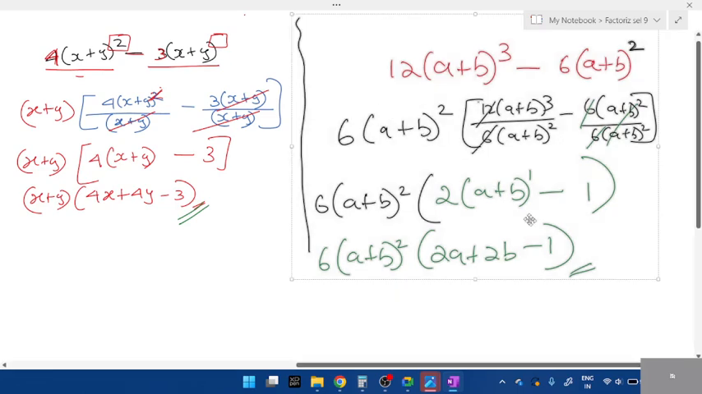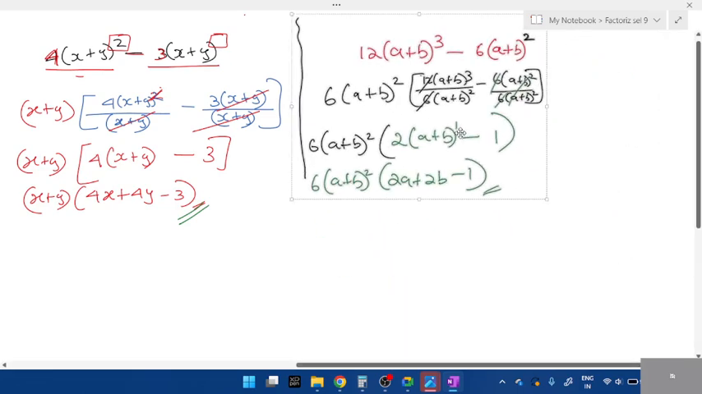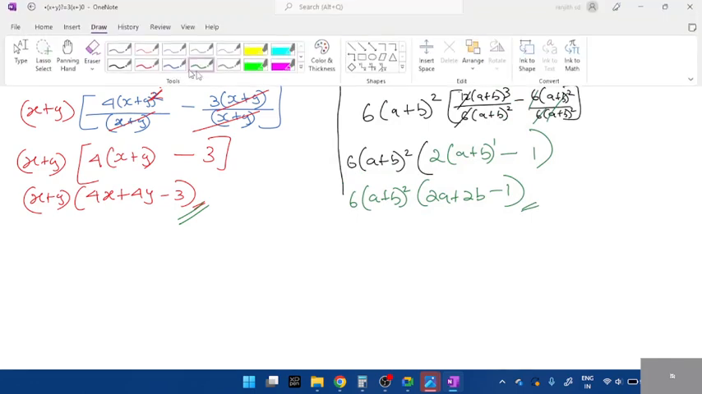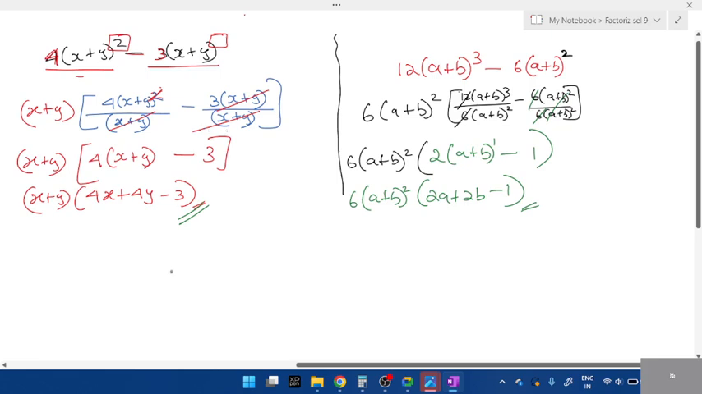All of you are done? Understood the concept of factorization? So it is basically taking out the common value, students. Basically take out the common value. Next.